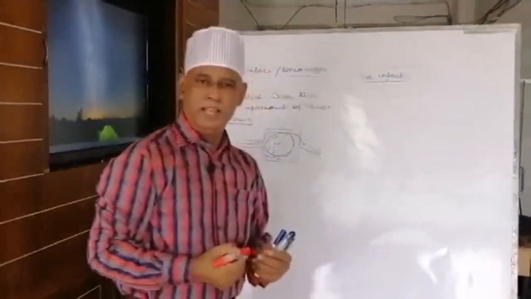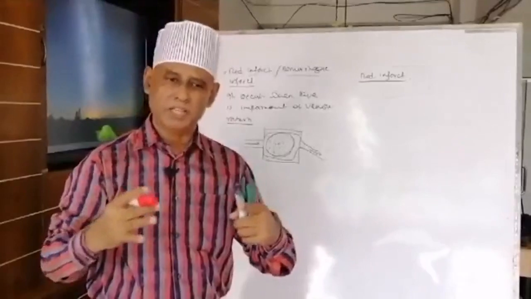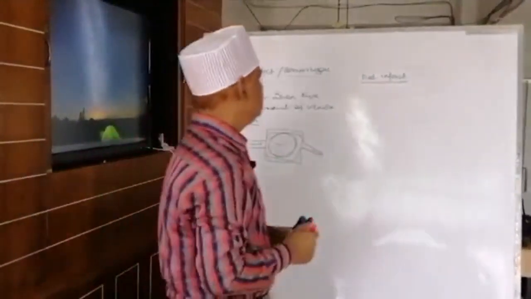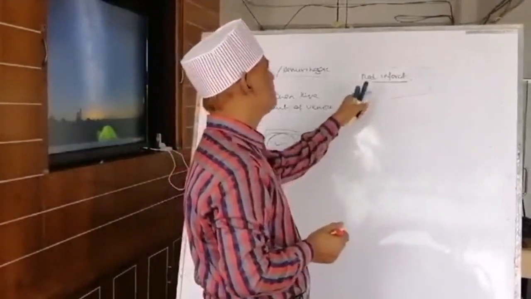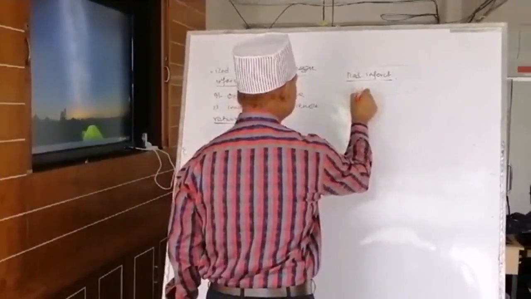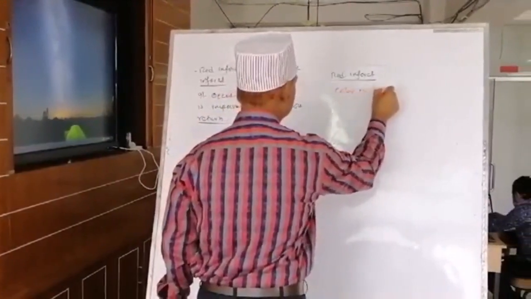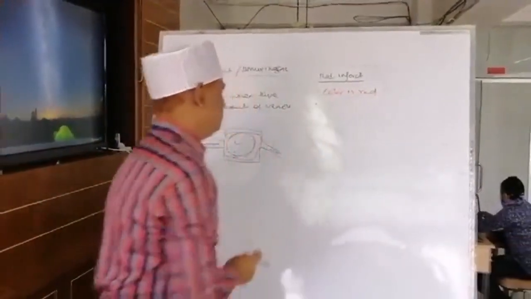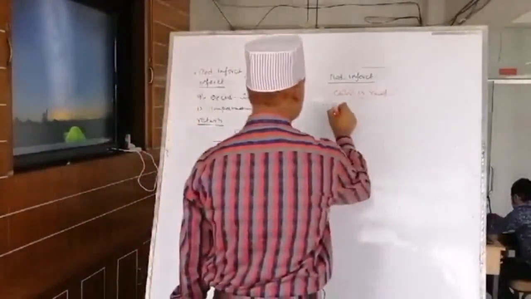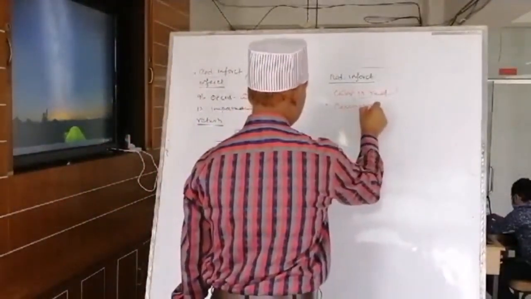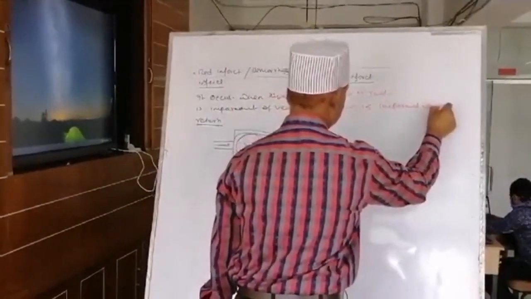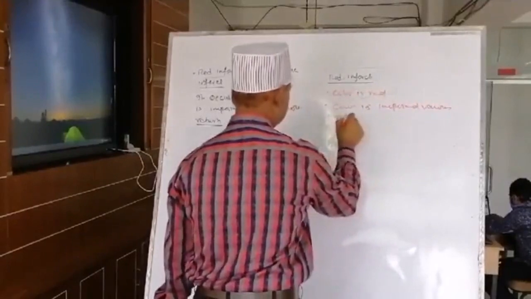Red infarct, again, infarct is a localized area of ischemic necrosis. If the localized area of ischemic necrosis is red, this is called red infarct. So color is red. The cause of red infarct is impaired venous return.